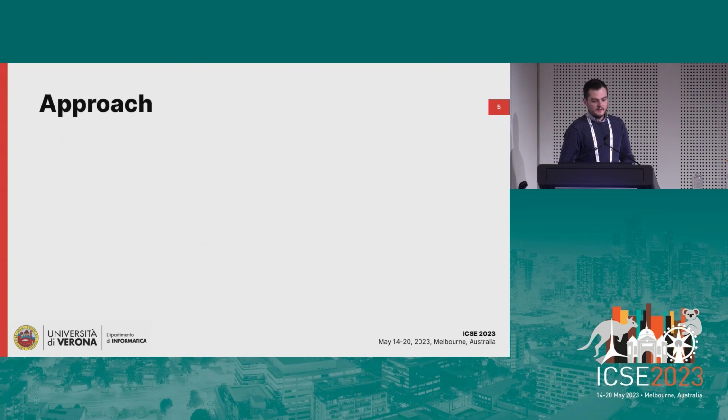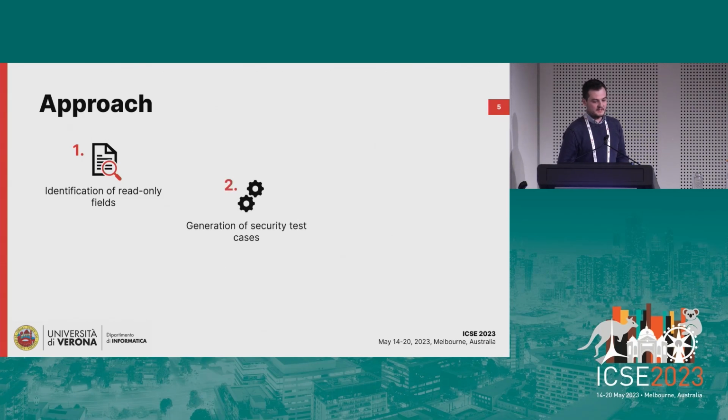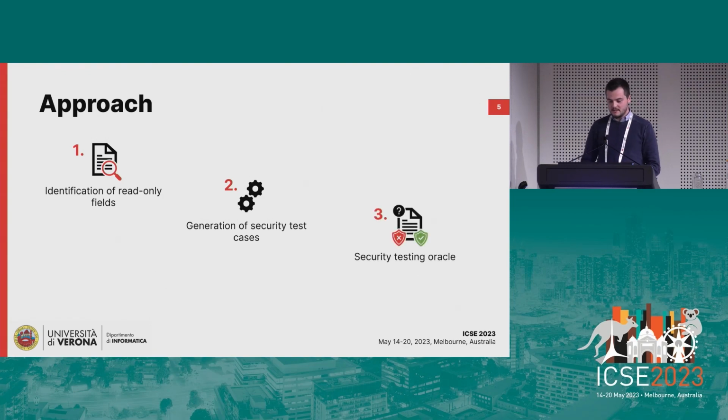The approach consists of 3 steps. First, we identify, by looking at the specification of the service, the fields that are supposed to be read-only. Then we perform a generation of security test cases that aim at exploiting the vulnerability. We basically attack the API under test, and eventually a security testing oracle will identify the presence of a defect, in this case a vulnerability, as a deviation from the expected behavior, which is a safe interaction.